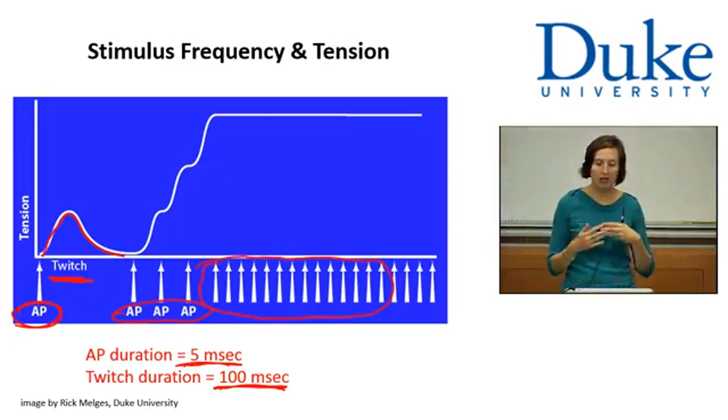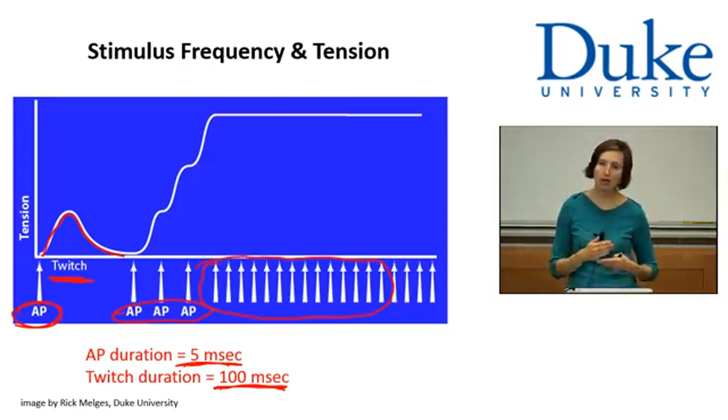And so this can be accomplished in skeletal muscle because the action potential duration is so short in relation to the twitch duration, and this is going to be a big difference between skeletal muscle and cardiac muscle, and Dr. Jacoy will be telling you more about that very soon.